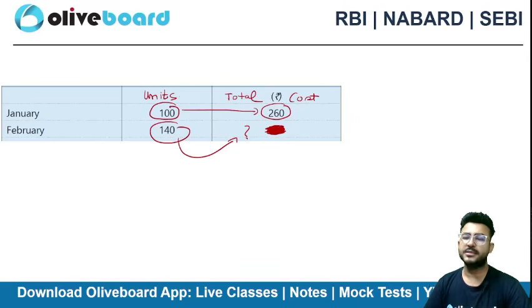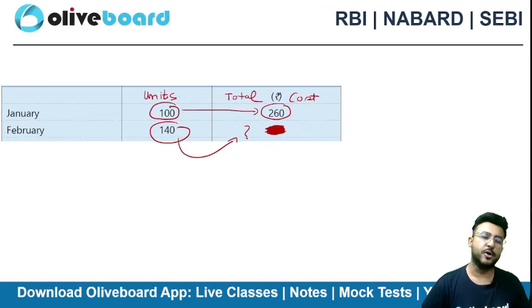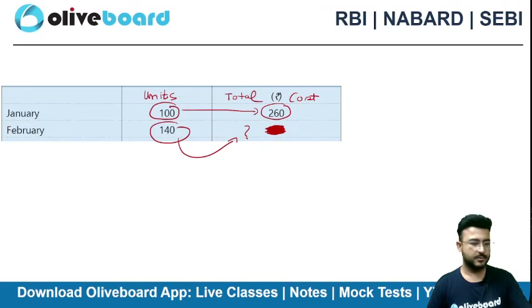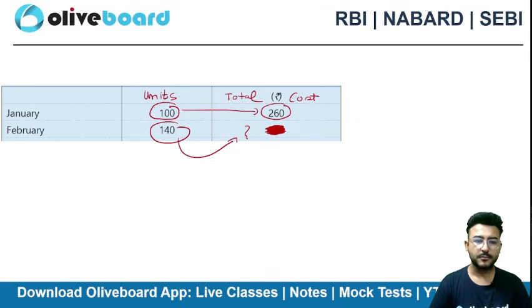At 100 units, I'm incurring a cost of 260 rupees. So what should be the cost on 140 units?